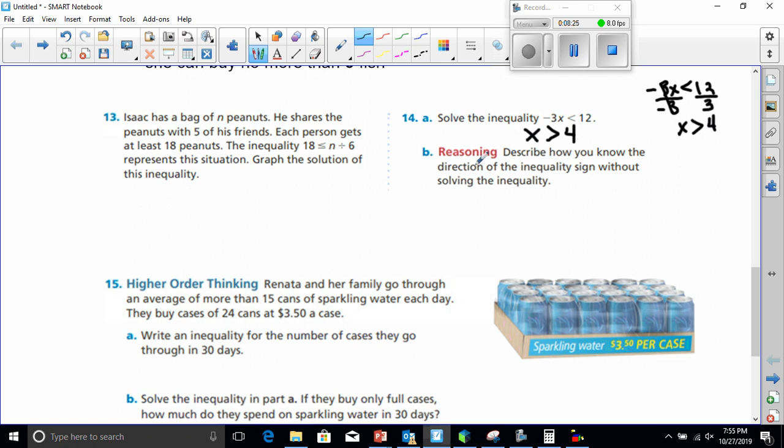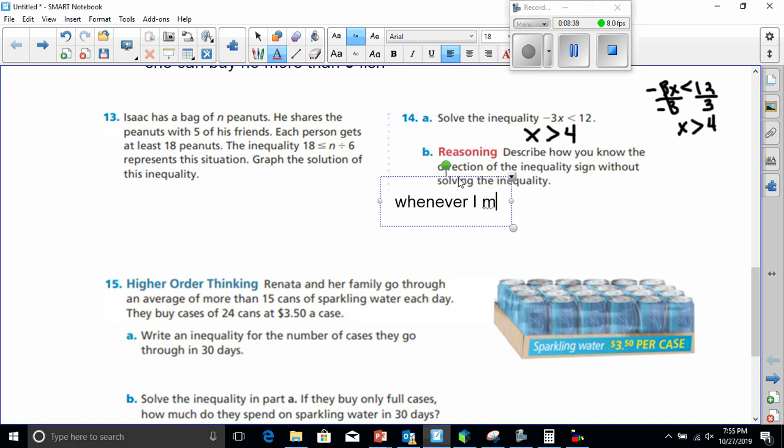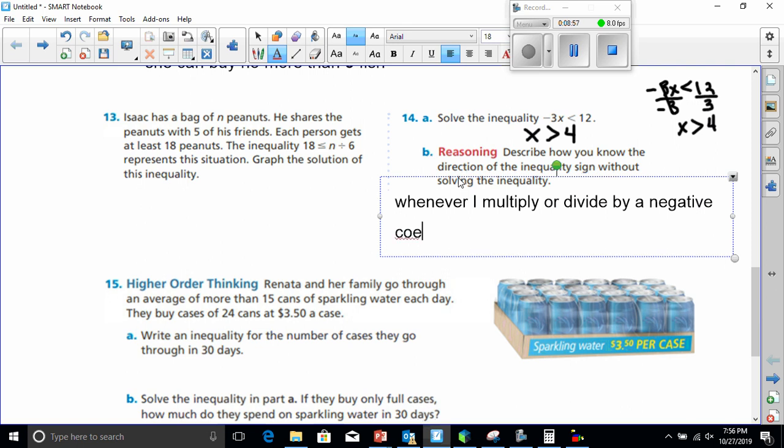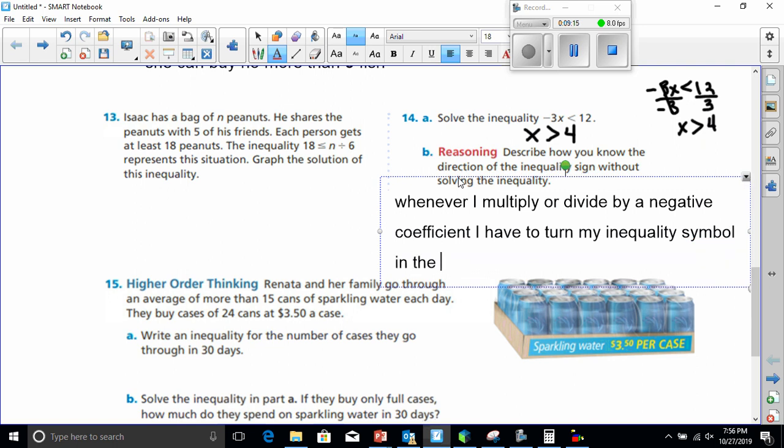Reasoning. Describe how you know the direction of the inequality sign without solving the inequality. Well, that one's pretty easy. Whenever I multiply or divide by a negative coefficient, I have to turn my inequality symbol in the other direction.